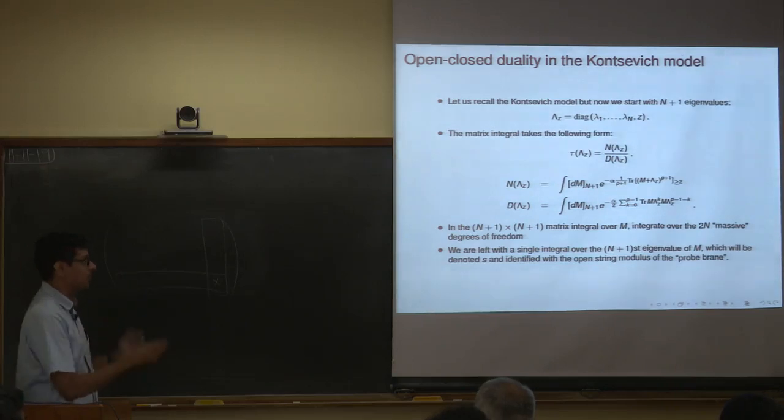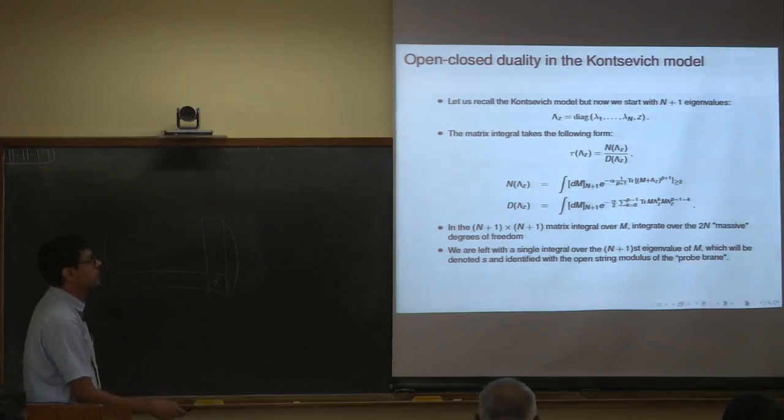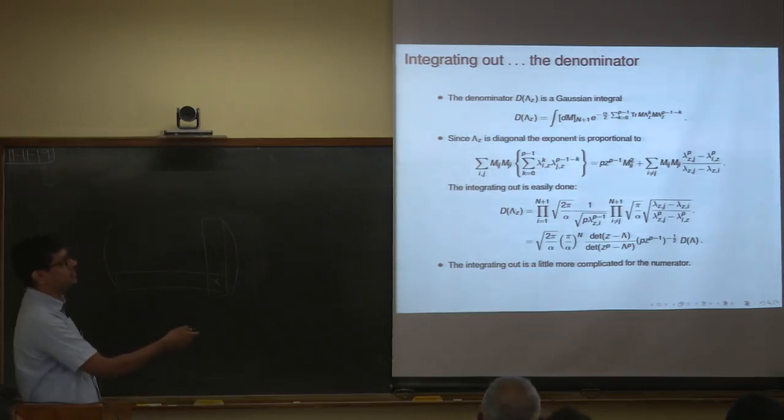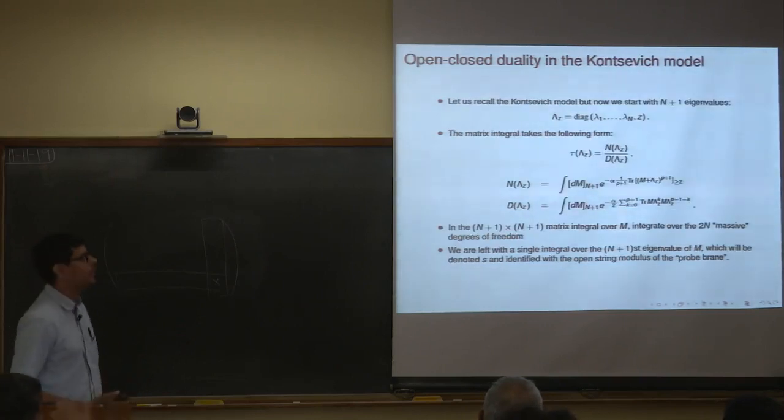Okay, so it will be all quite simple. Let's start with the denominator first. It's completely trivial because it's just a Gaussian integral. I have 2 m's in the exponent. If you don't mind, not at all, you're just going a bit too fast.